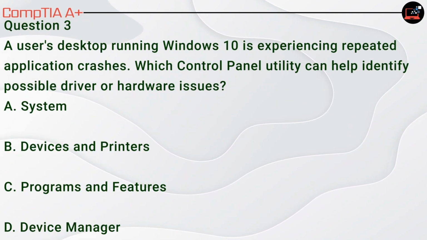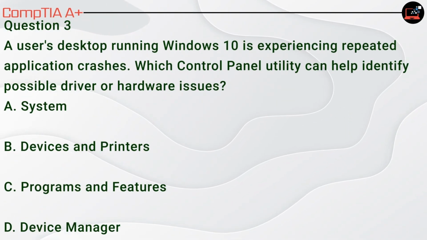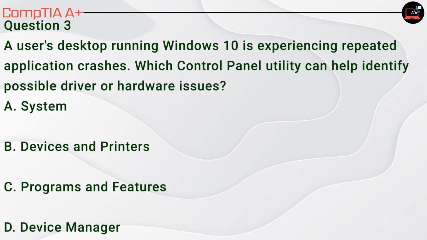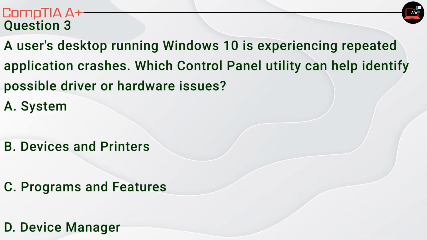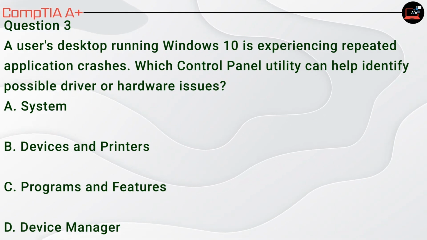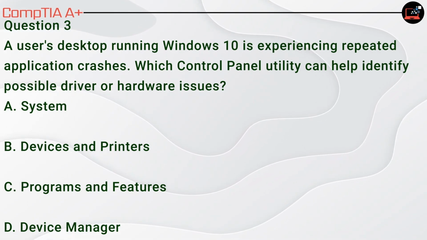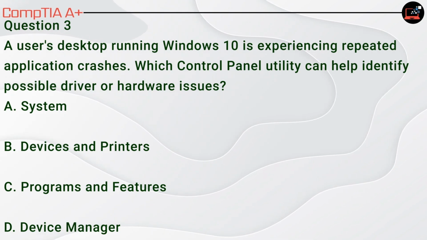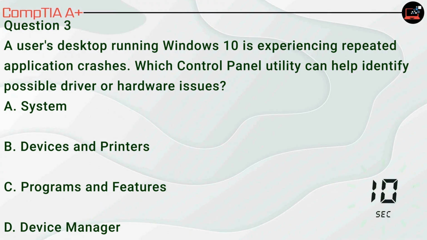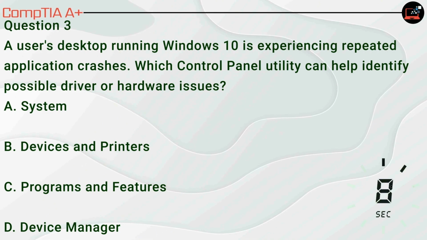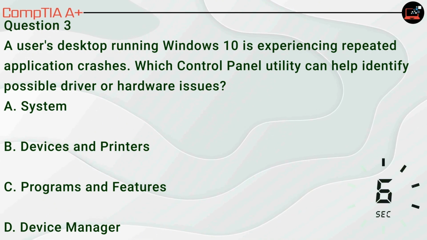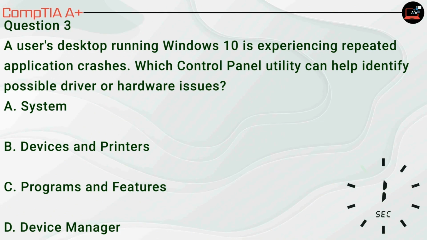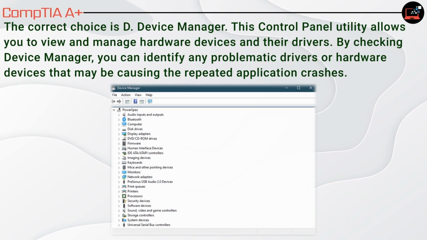Question 3. A user's desktop running Windows 10 is experiencing repeated application crashes. Which control panel utility can help identify possible driver or hardware issues? A. System, B. Devices and Printers, C. Programs and Features, D. Device Manager. The correct choice is D.